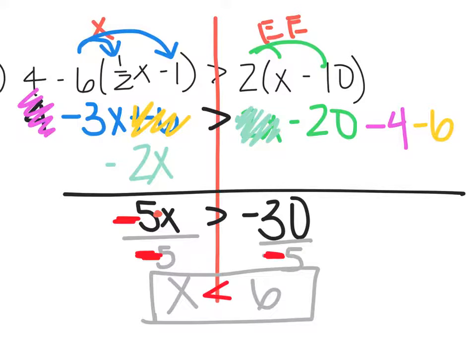If this whole flipping the inequality sign thing is confusing you, because sometimes that does get confusing, look back at this step. Notice that it was negative 5x, now this x is positive. It was negative 30, and now the right side is positive. So because we switched the signs on the left side and the right side, we had to switch the sign in the middle. We can't leave that sign alone.